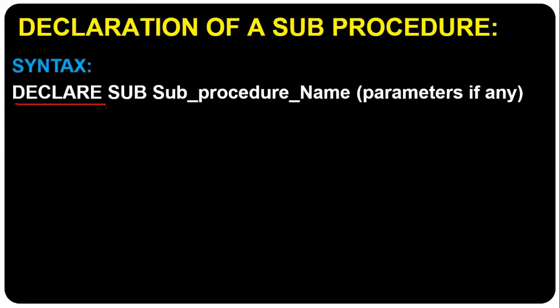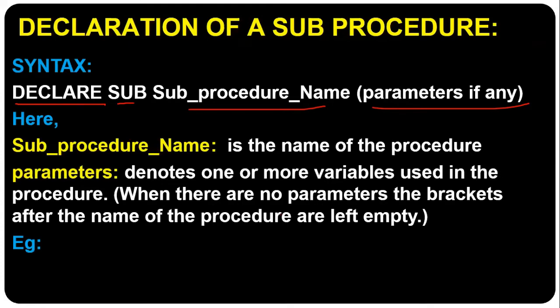Now, in order to work with a sub procedure or any module, we do three things. One is declaration, another is calling of a sub procedure, and the third is writing down the definition of a sub procedure. We do declaration like this: declare, then we write sub, then the name of the sub procedure, then the parameters. If there are any parameters, we write them down, or else we just ignore it. So this is just the definition.